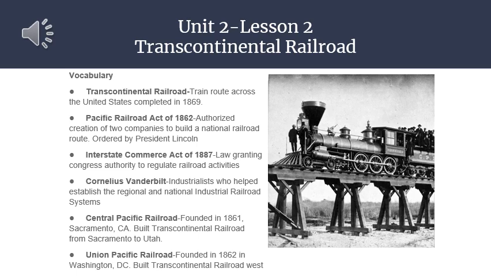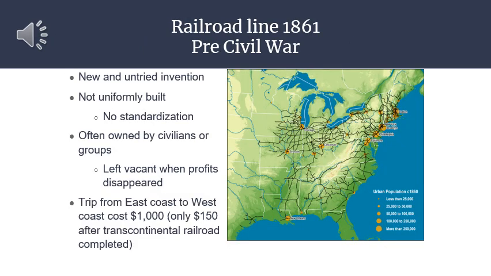Unit 2, Lesson 2, Transcontinental Railroad Vocabulary. The railroad lines in the United States in 1861, pre-Civil War, were relatively new and an untried invention. They were not uniformly built. There was little to no standardization, often owned by civilians or groups of civilians, where the lines were left vacant when profits disappeared.